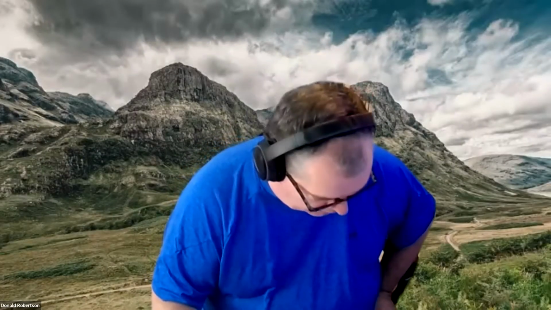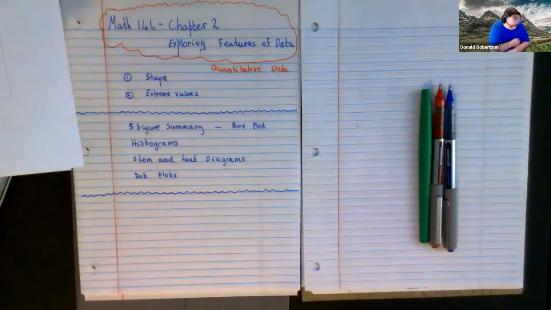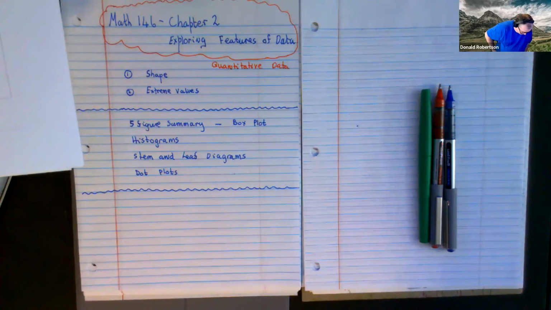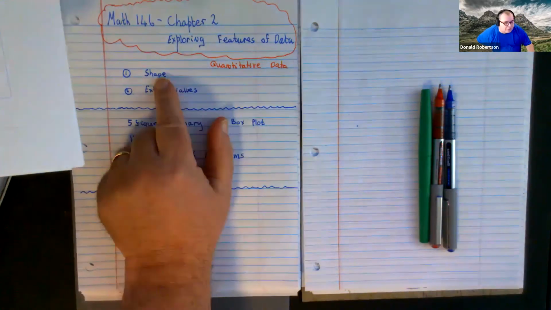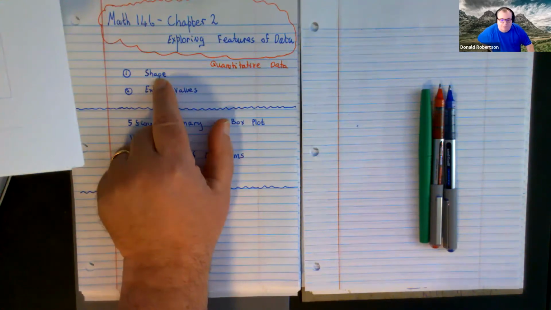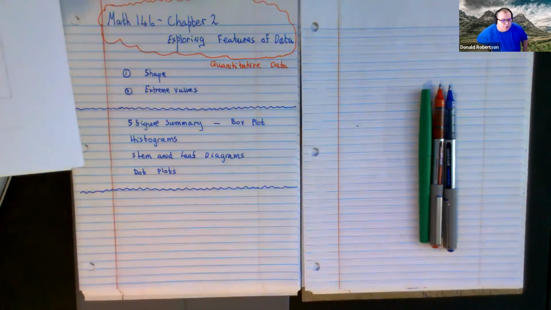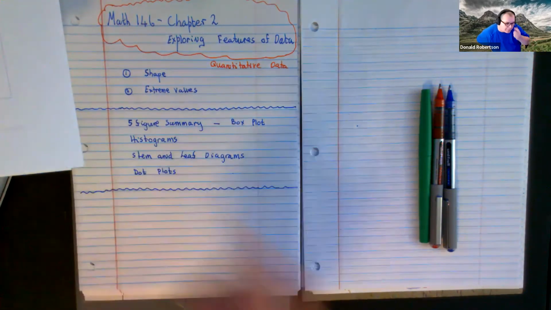Let's get started. We are going to be doing a new section from chapter 2 today. Let me show you. We are going to be exploring data, or at least features of data. The two main things we're going to be looking at as far as features go are what's called the shape of the data and extreme values.